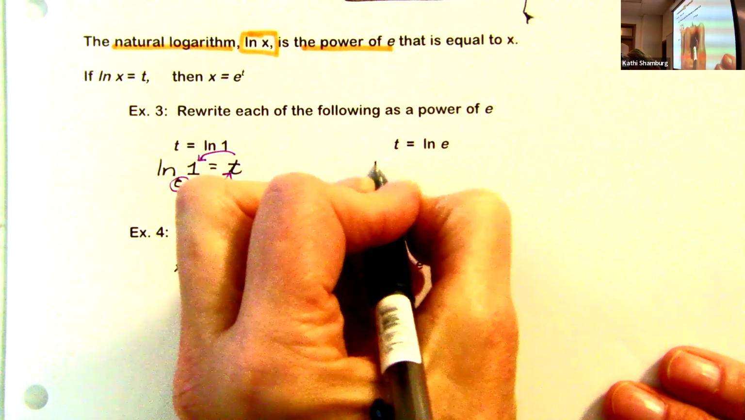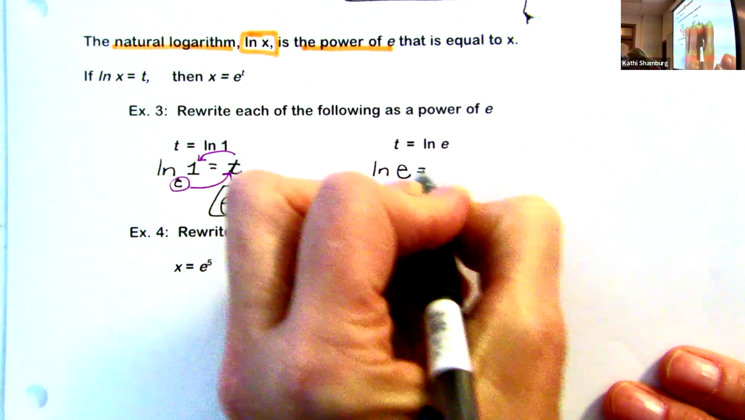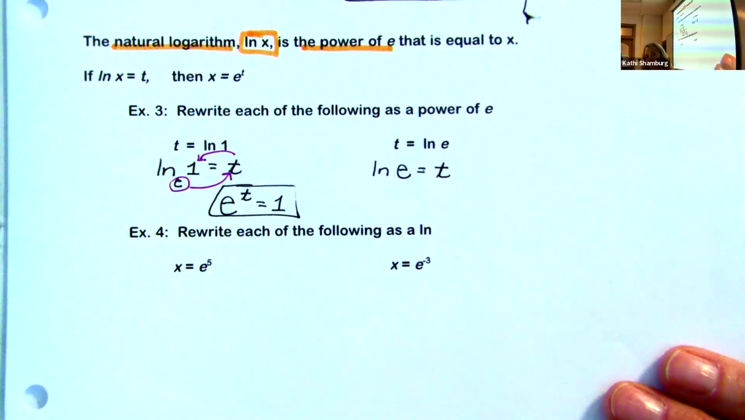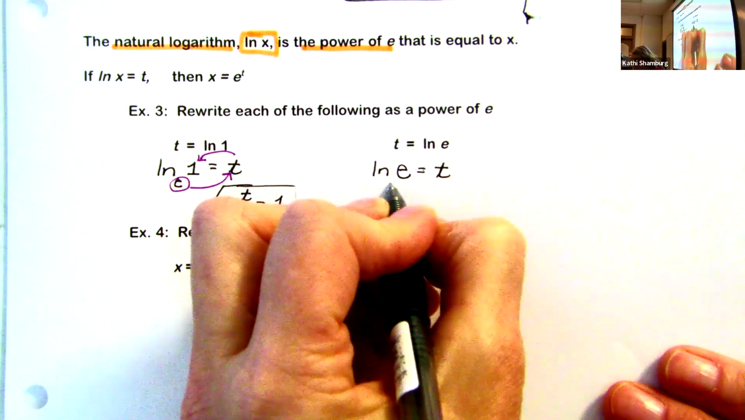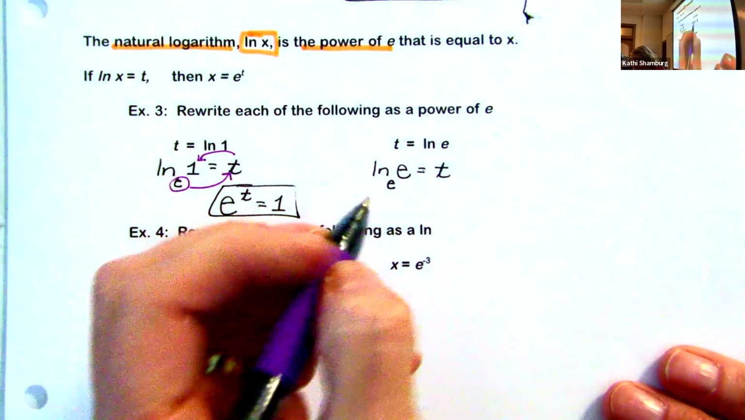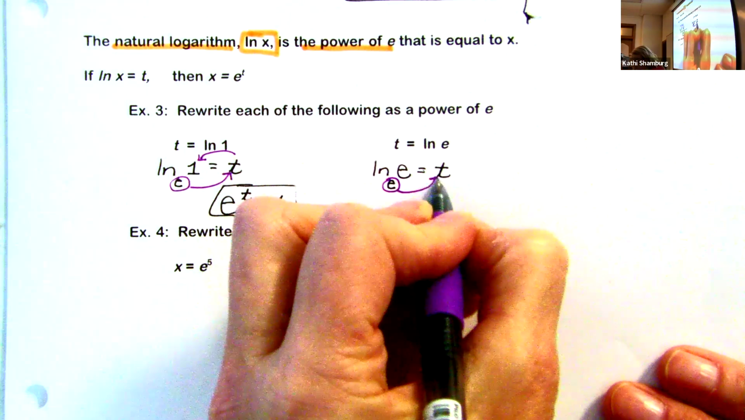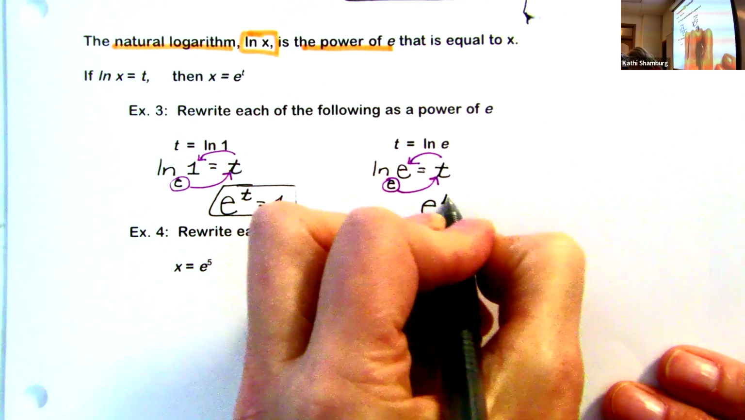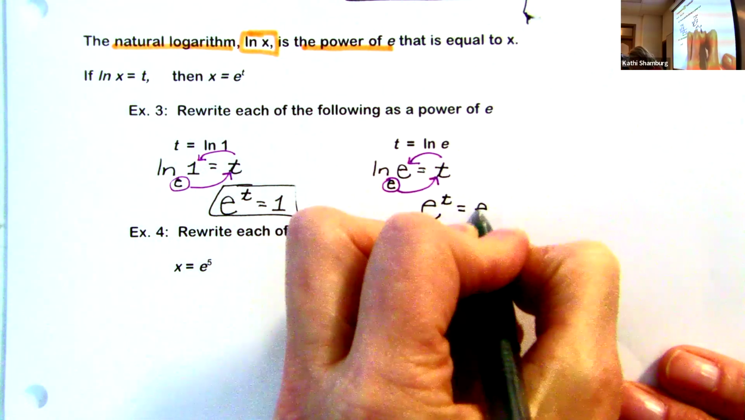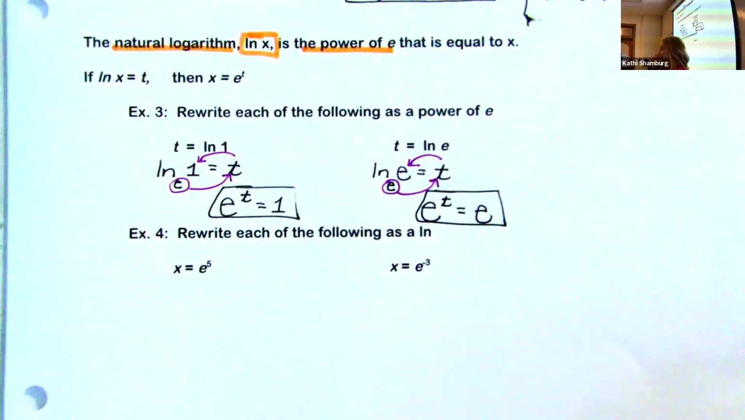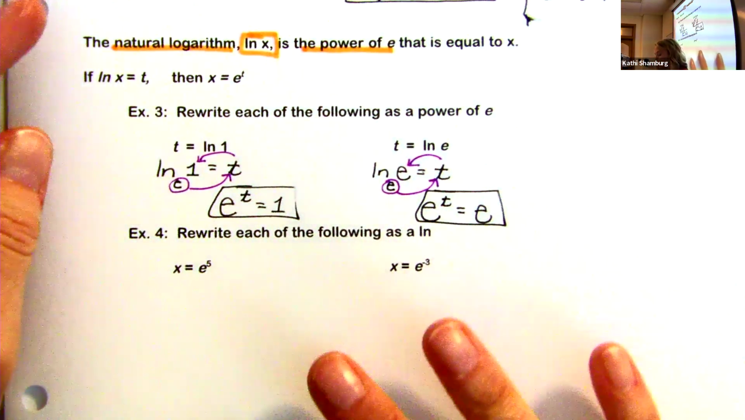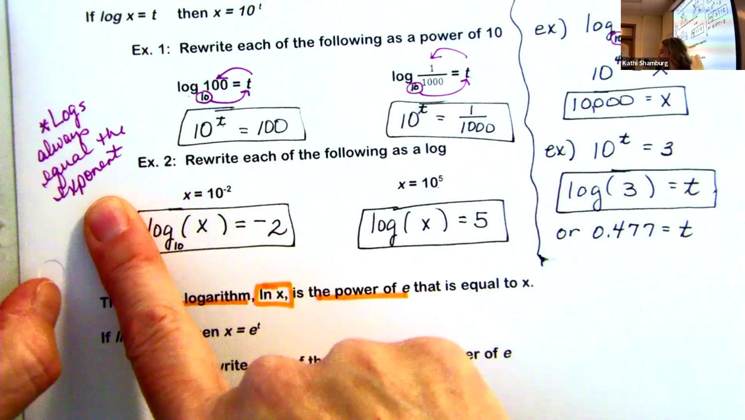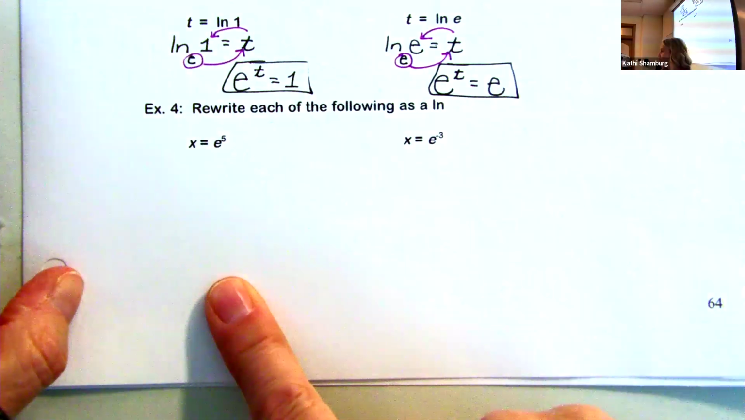So I'm going to rewrite and put the natural log on the left side. Again, as soon as I see the word natural log, I know I have base E. So to rewrite it, I do my counterclockwise. So I have E to the t power equals E. All right. Just like logs are always equal to the exponent, so are natural logs.